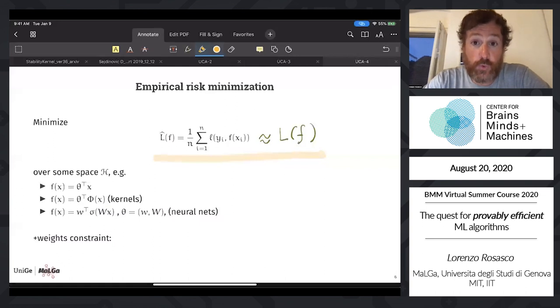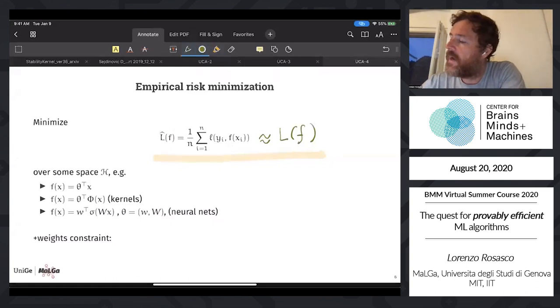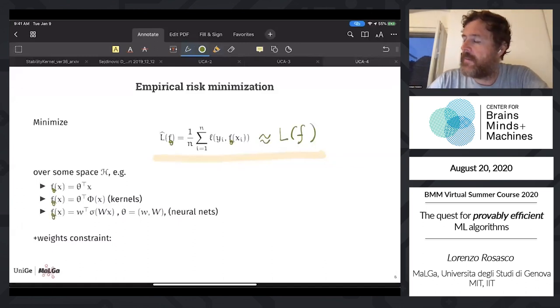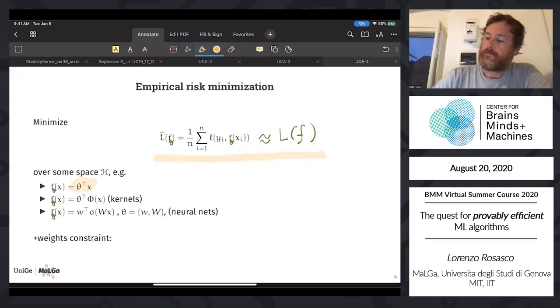But in order to be able to do it in any meaningful numerical way, we need to parameterize the functions. We need this theta to be parameterized by some parameters that we can handle in some way. And so here I give you a few examples. The basic one is to assume linear functions. In this case, a function reduces to a vector, which is the number of degrees of freedom we have.